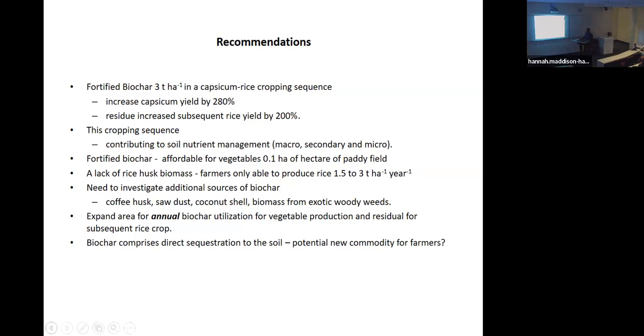If we apply that one as a direct sequestration for the soil, probably that one is good as a new commodity for Timor-Leste farmers in the future. I think that's it, my presentation today. Thank you very much.